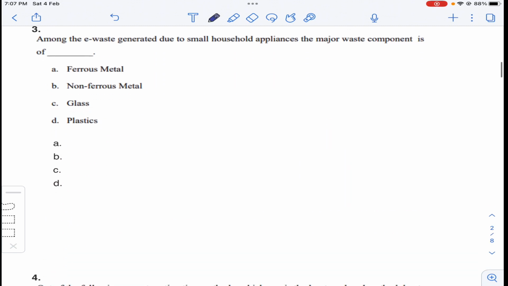Coming to 3, among e-waste generated due to small household appliances, the major waste component of. So, obviously, generally in every situation we use plastics in small households, generally in living areas. For every work we carry plastic. So, plastic is the main waste that is generated in small households. So, answer D for question number 3.